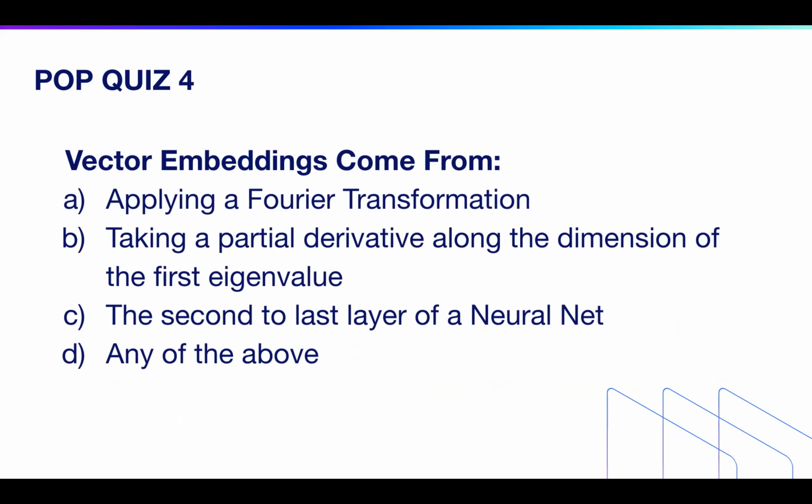Okay, vector embeddings come from applying the Fourier transformation, taking a partial derivative along the dimensionality of the first eigenvalue, or the second to last layer of a neural network, or any of the above. It's a trick question. Okay, guys? Hope you're paying attention. I saw hands go down. No, your hand is up. What is it? Wait, what? I'm taking a partial derivative. Your hand. You got it.